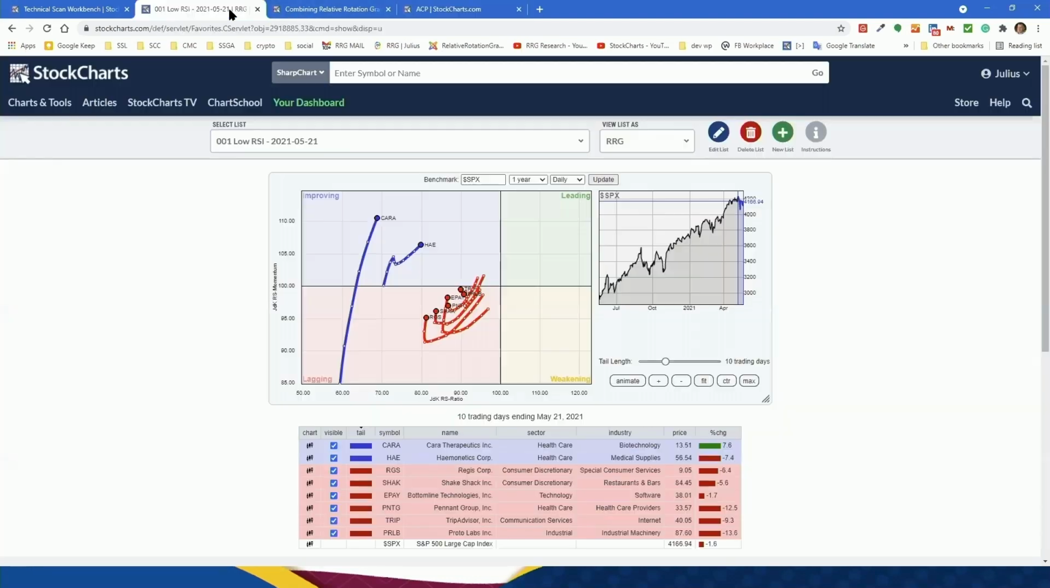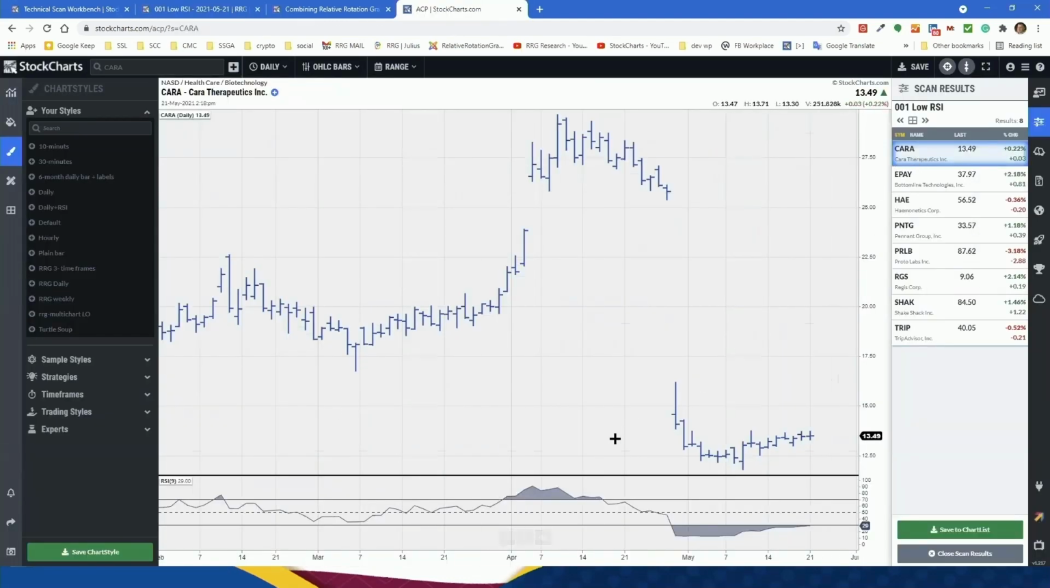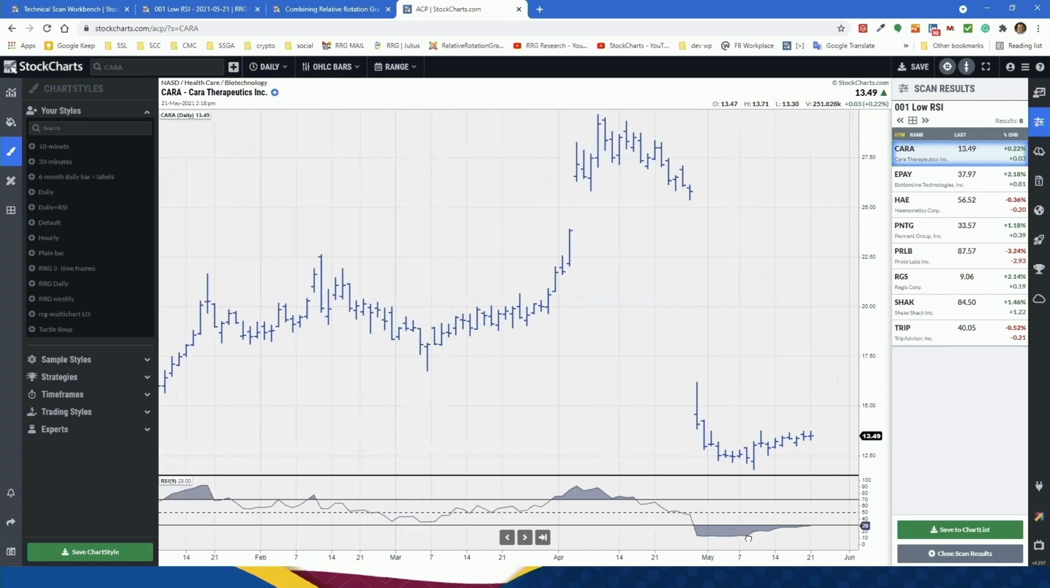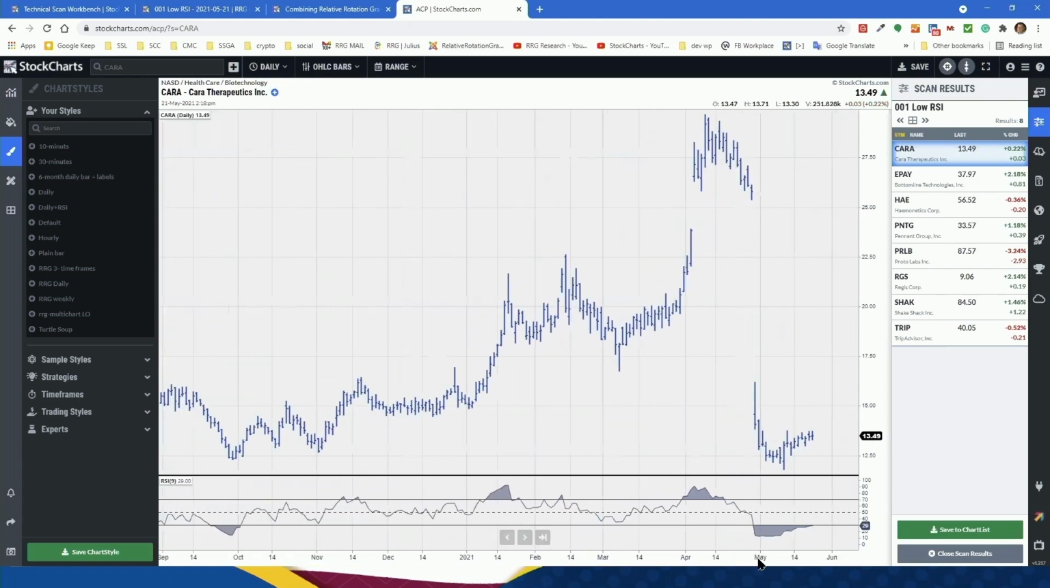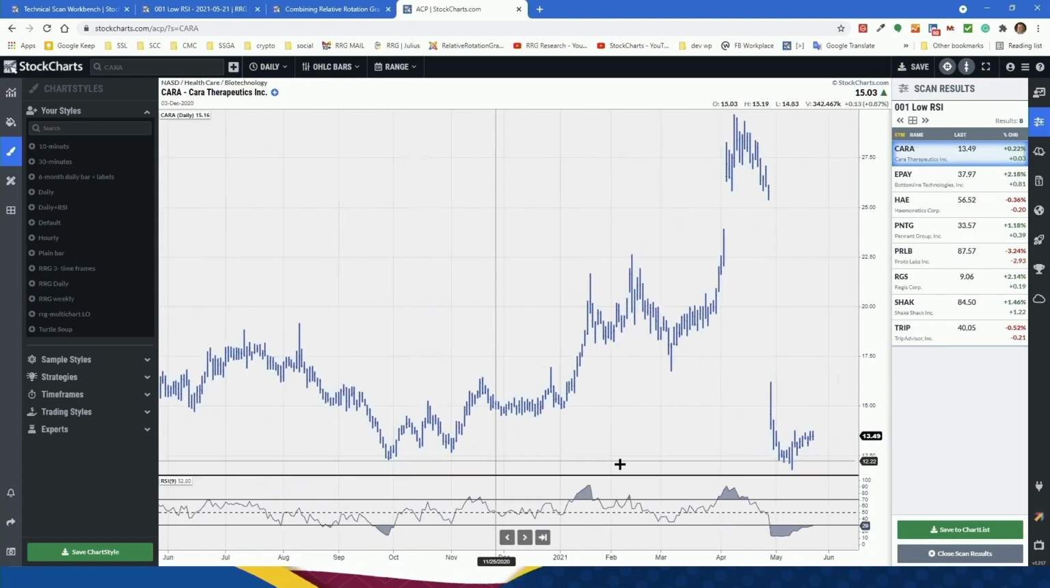So when I look at this, I say Cara and HAE. Cara, this is a stock that's had a pretty massive drop. So am I really interested? I'm not sure, but you can now play around with the chart and see, and now you can see that it's resting at support, potentially interesting.